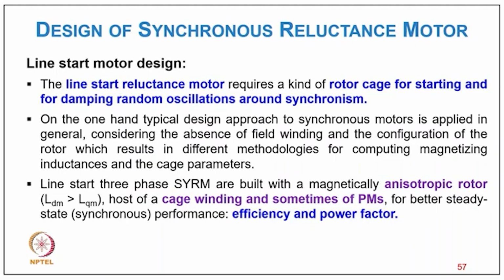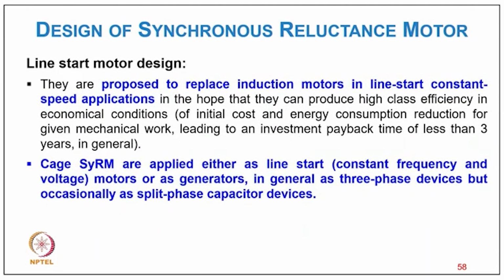Line start 3-phase synchronous reluctance motors are built with a magnetically anisotropic rotor, that is LDM greater than LQM, with cage winding, and sometimes PM assisted for better steady state synchronous performance, efficiency and power factor. So, they are proposed to replace induction motors in line start constant speed applications in the hope that they can produce a higher class of efficiency in economic conditions, meaning initial cost and energy consumption reduction for a given mechanical work, leading to an investment payback time of less than 3 years in general.